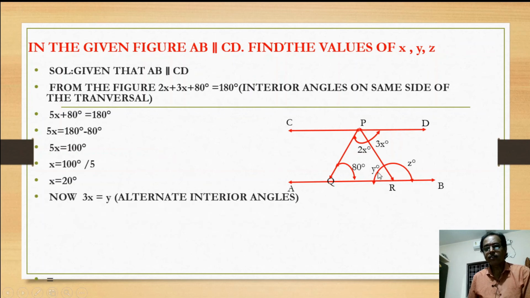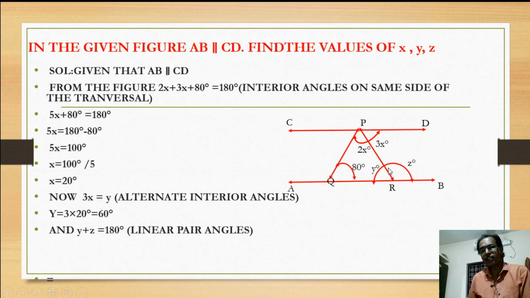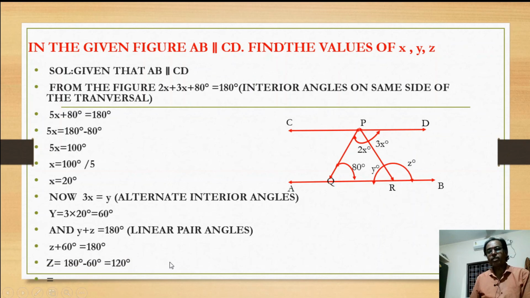Now again 3x is equal to y. Again here CD is parallel to AB, PR is taken as a transversal, then 3x and y are alternate interior angles. So substituting x is equal to 20, y is equal to 3 into 20 is equal to 60 degrees. And now again here observe at R, y and z are a linear pair, so we get y plus z is equal to 180. Substituting y is equal to 60, z plus 60 is equal to 180, then z is equal to 180 minus 60, 120 degrees.